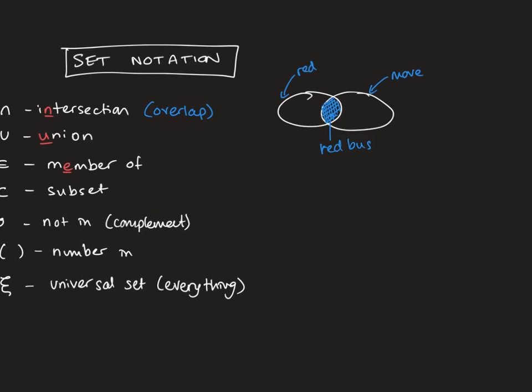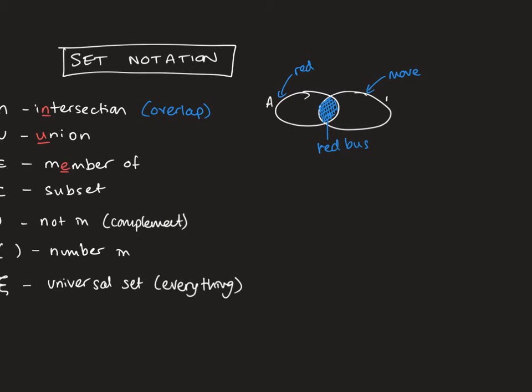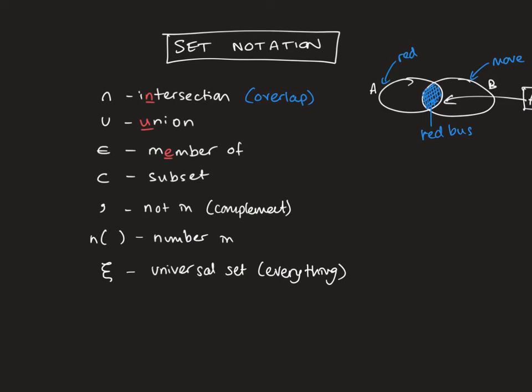So say, for example, we had data points where this was group A and this was B. The way we would actually write that is A intersection B. That would be the overlap between the two of those.